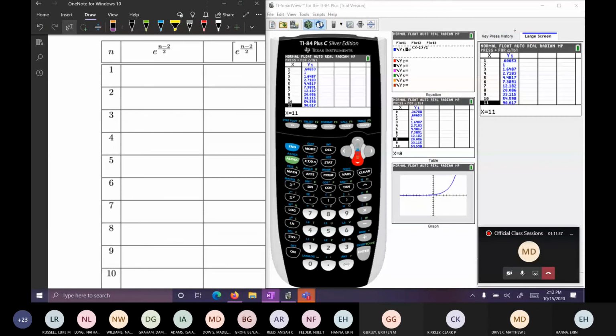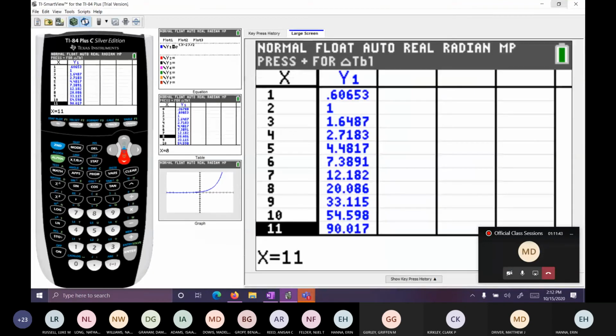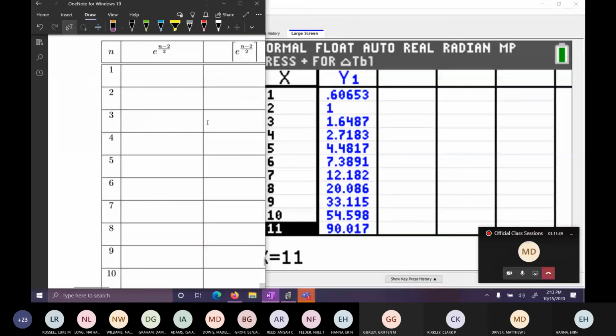Is there a way for me to get this to look nicer? I just want you to zoom in. Okay, I'm going to do this one. There we go. So I just copy those down.